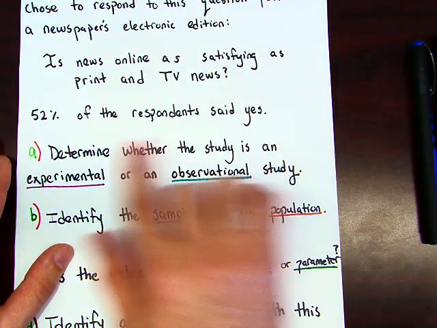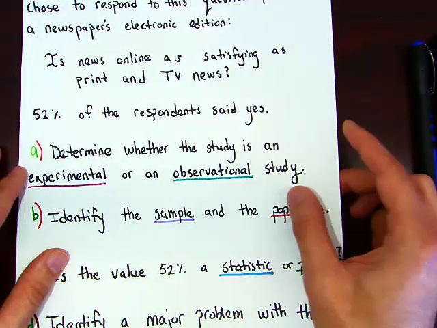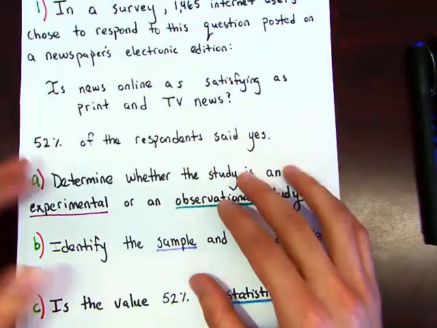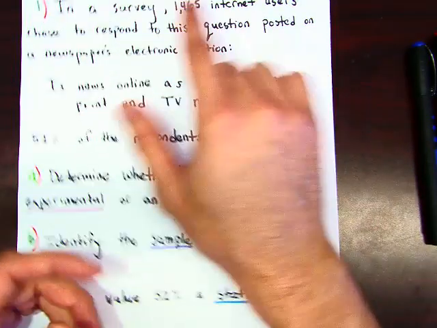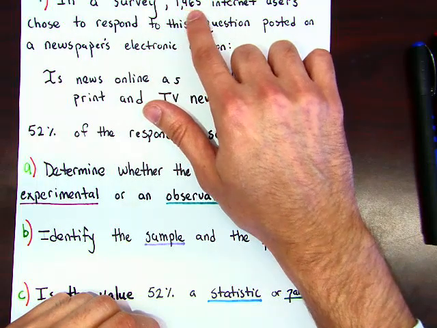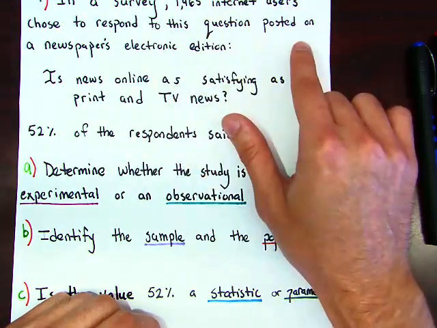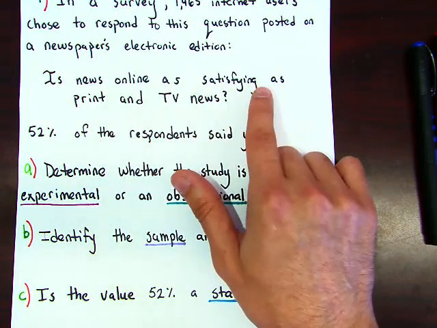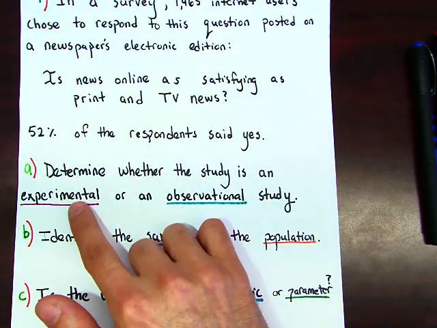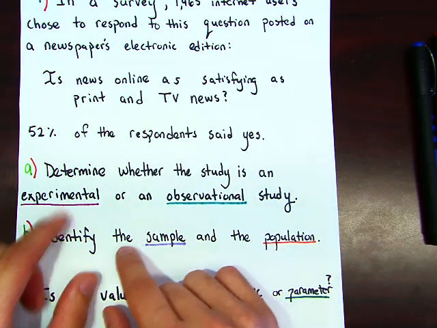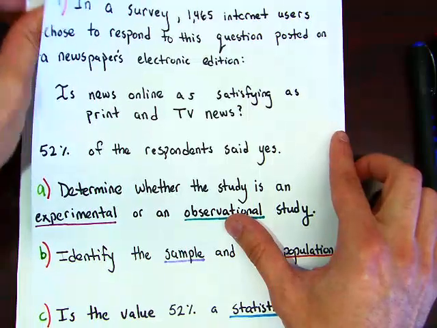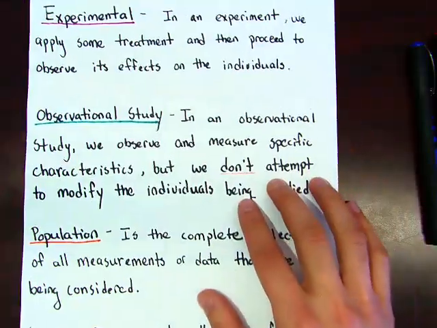So for part A, we need to understand what's going on in the problem. It's saying that there's a survey that 1,465 internet users are responding to, whether or not they find online news as satisfying as print or TV news. So what does it mean to be an experimental or observational study? Let's just go over the definition real quick. And here it is, I wrote it out for us.